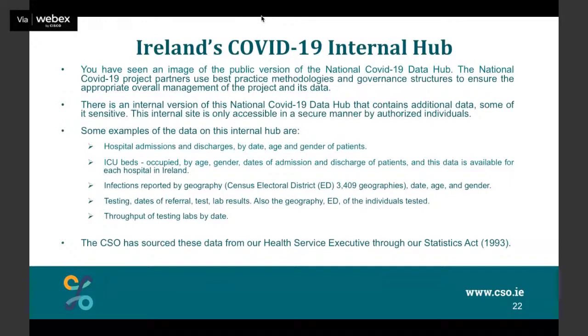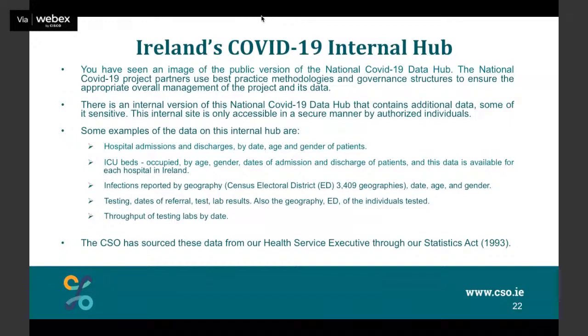What we're then looking at is that, as I said previously, there is an internal version, and it contains additional data, some of it sensitive. This internal site is only accessible in a secure manner by authorized individuals. Some examples of the data on this internal hub are hospital admissions and discharges by date, age, and gender of patients, and ICU beds occupied by age, gender, and dates of admission and discharge of patients. And this data is available for each hospital in Ireland.